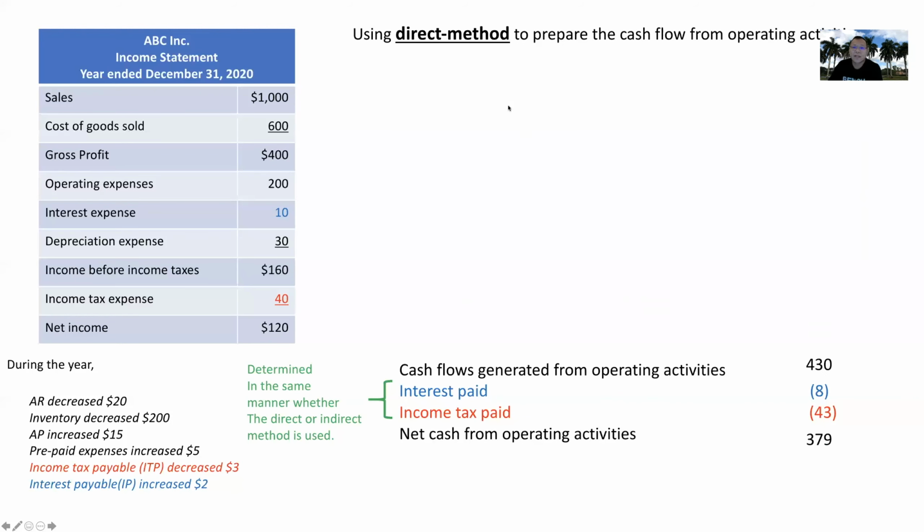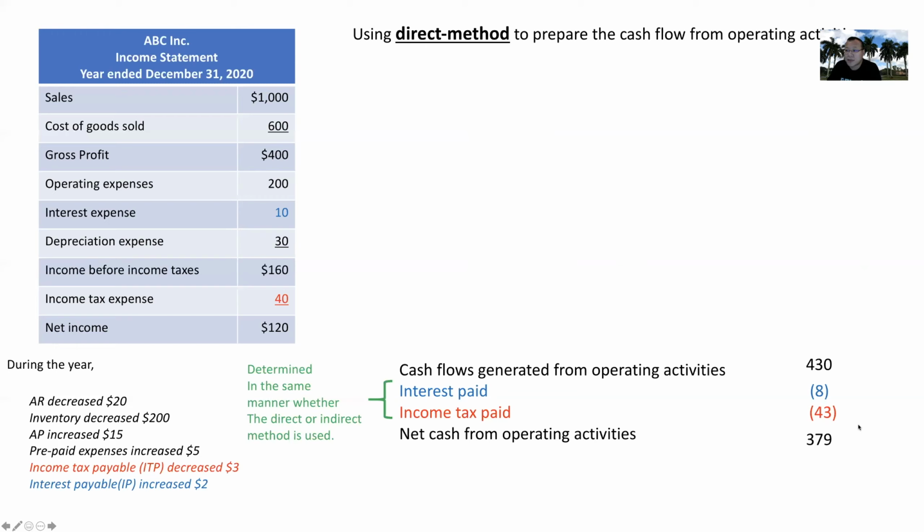Now let's think about how to prepare the same statement of cash flows using the direct method. When it comes to the interest paid and income tax paid, these numbers are determined in the same manner. It doesn't matter whether it's the direct or indirect method. So these numbers will stay the same.